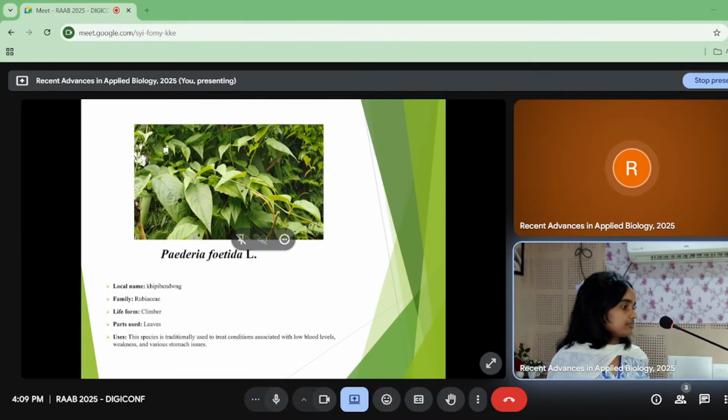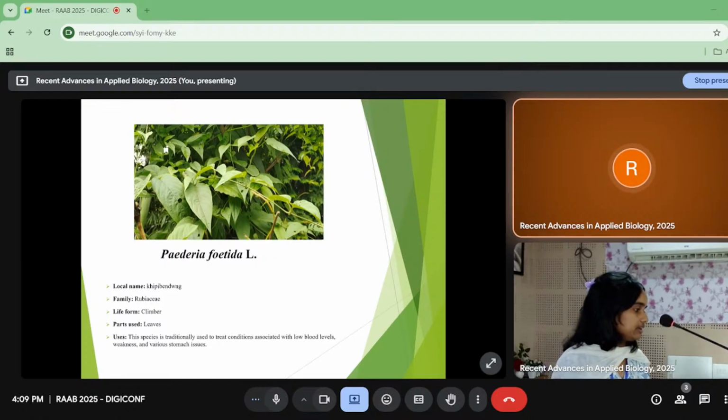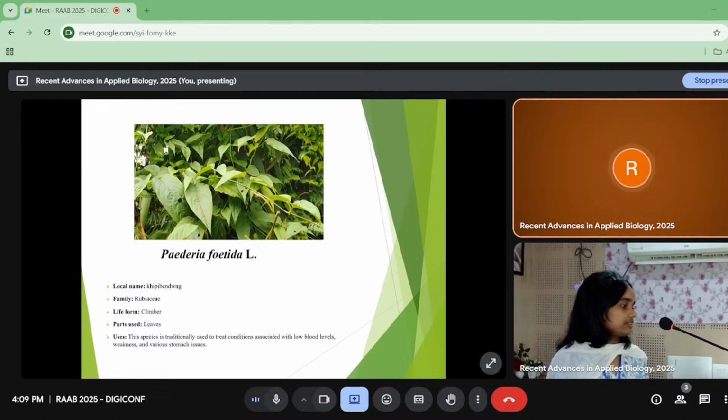Here is another species named Paederia foetida, and this species is traditionally used to treat conditions associated with low blood levels, weakness, and various kinds of stomach issues.